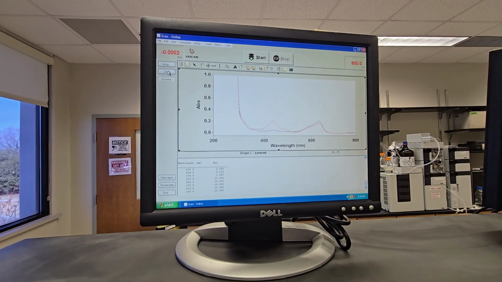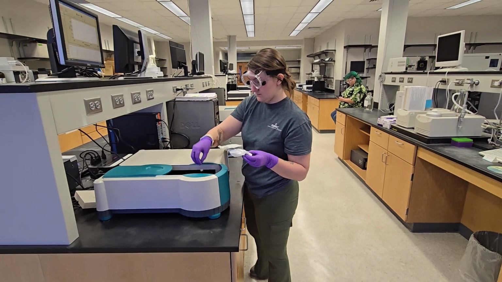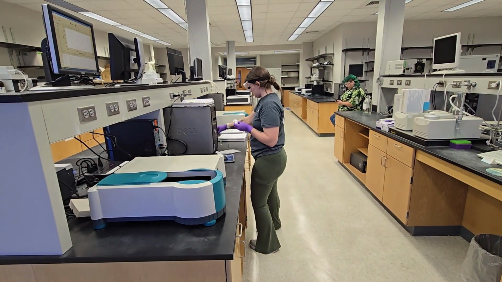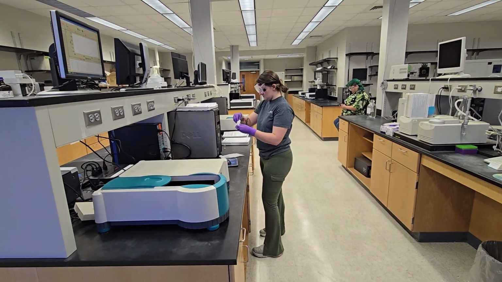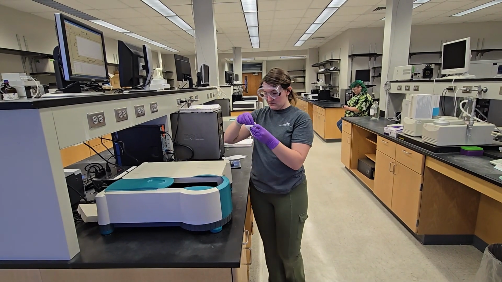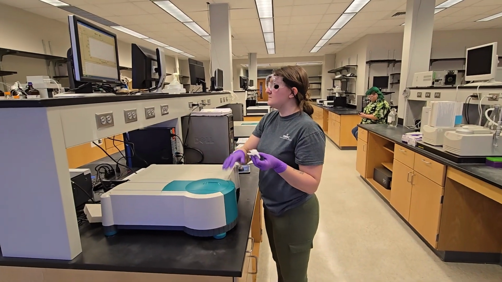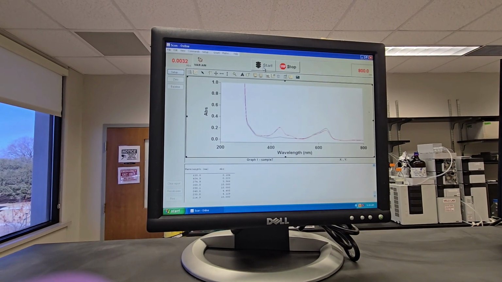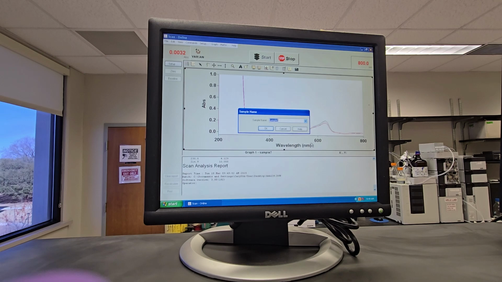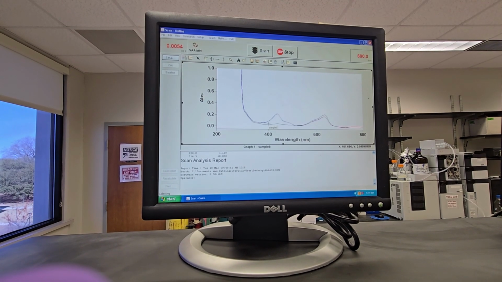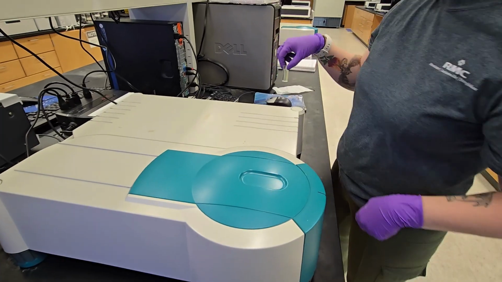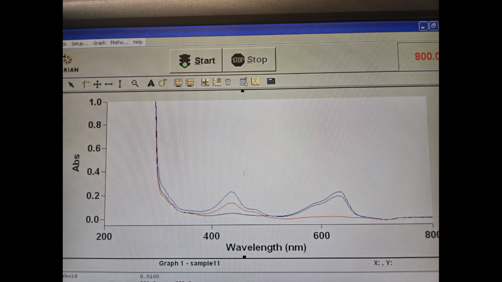Once the lid is securely closed, we will then scan our solution and observe the graph that is presented on the screen that represents absorbance versus wavelength. After we have noted the results of the graph and ensured our data is reasonable, we will then remove our most concentrated solution and repeat the previous steps until we have scanned all cuvettes in our series of dilutions.